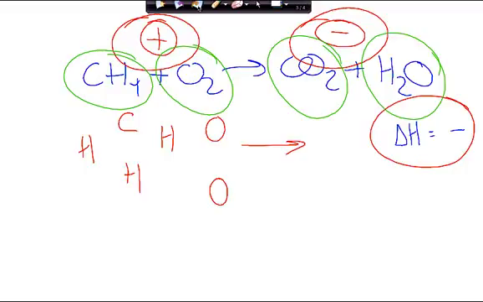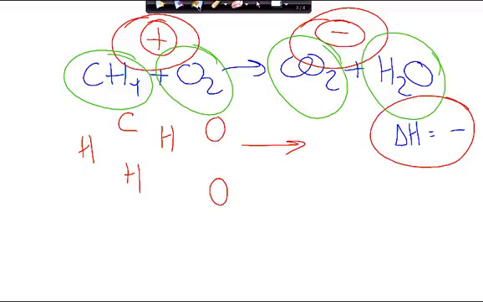Do you understand where we're going with this? Because if we know those numbers, how much energy to break, how much energy to break, how much energy to form, and how much energy to form, how can we find the energy of the whole thing? Add them up. Does that make sense? Okay, now let's do this.